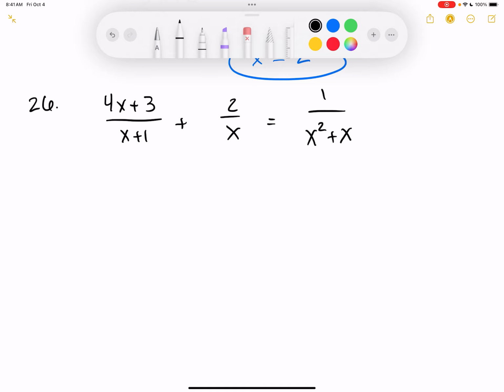So over here I can take out an x, and this becomes x times x plus 1. Well, what do we notice about that? Yeah, these are factors that also go with this. So what I'm going to do is just like the last one. I'm going to multiply the whole thing by x times x plus 1.